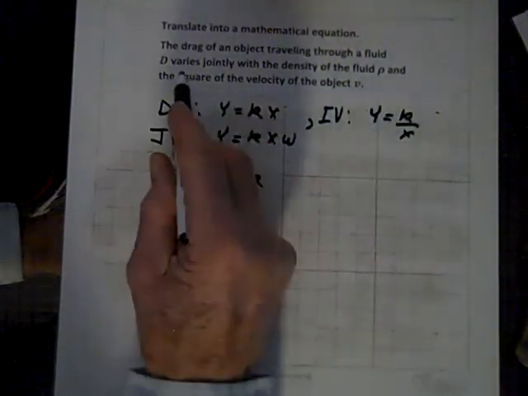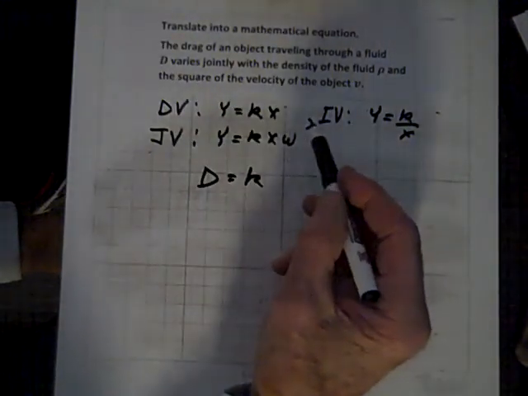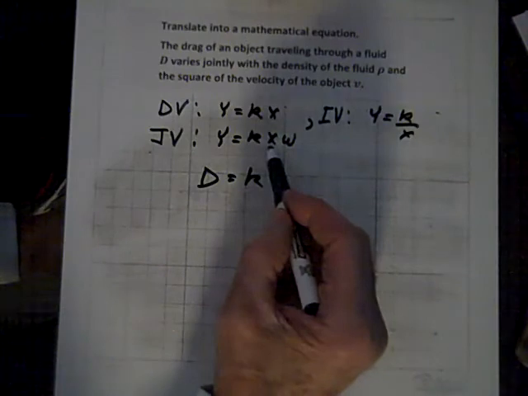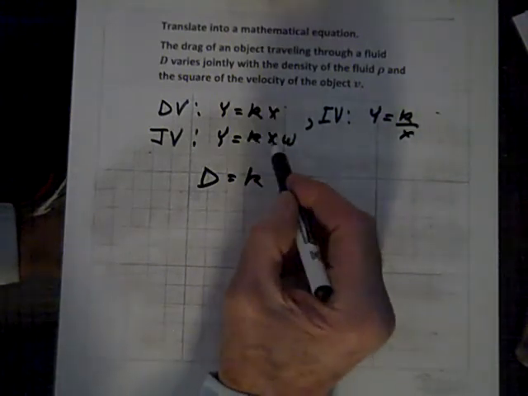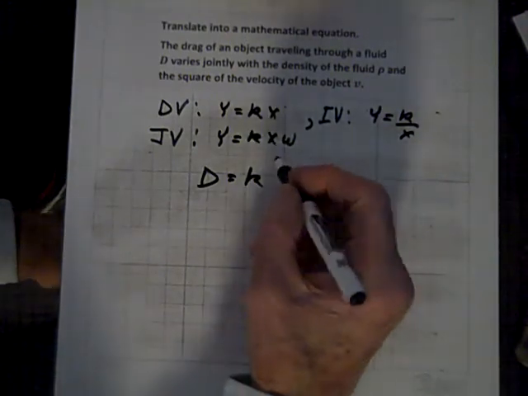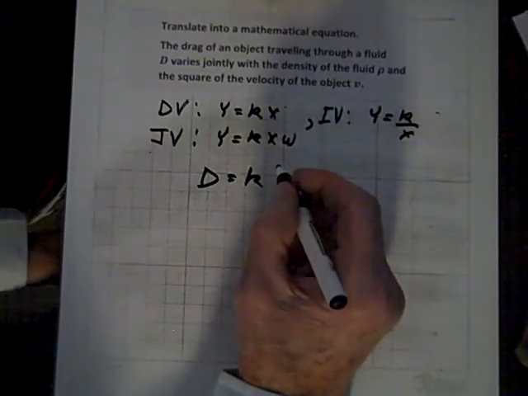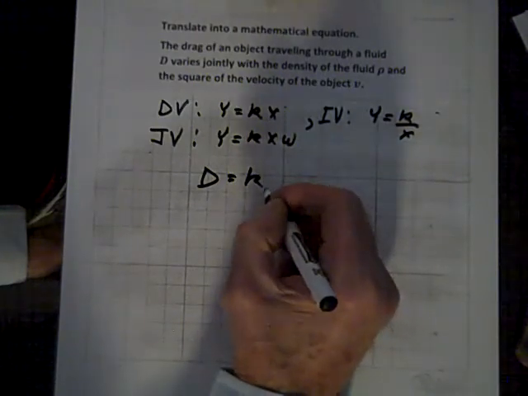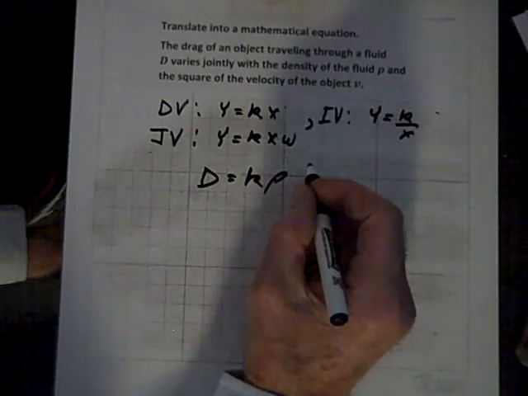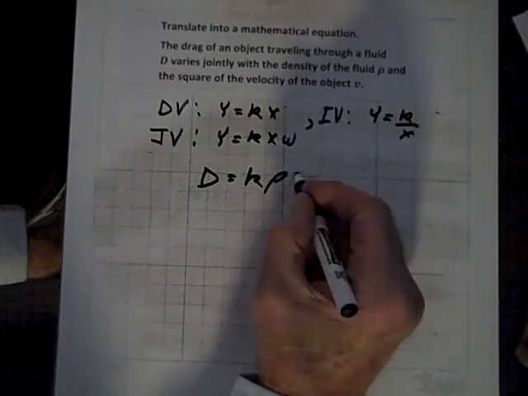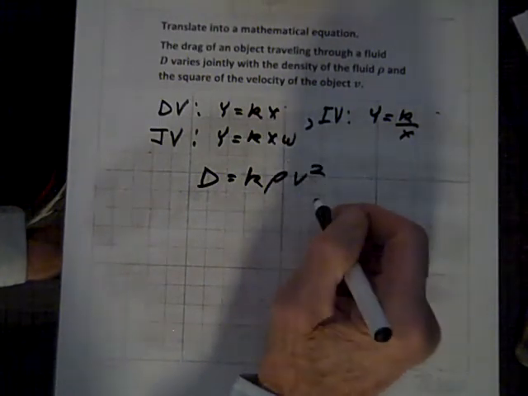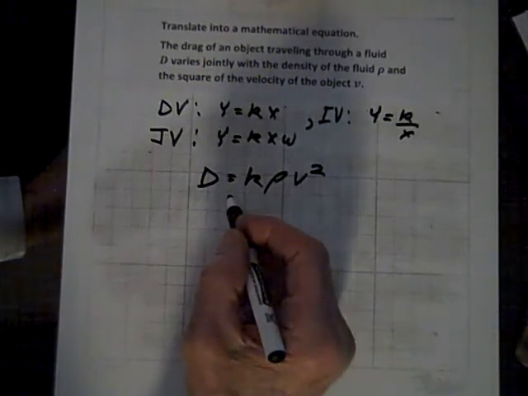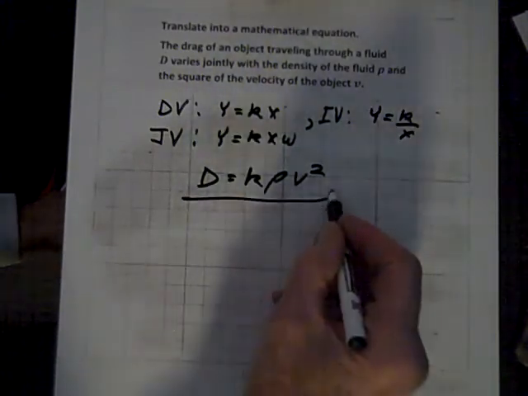Traveling through a fluid varies jointly. So we're going to have a product, k and two other variables, jointly with the density of the fluid, rho, and the square of the velocity. Well, I'll square the velocity and we're done. We did just what they asked us to do.